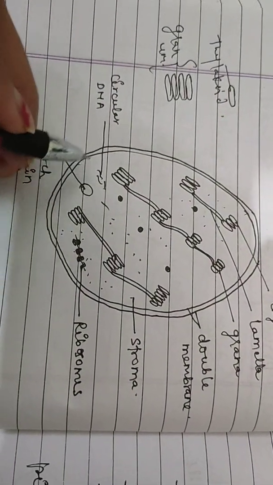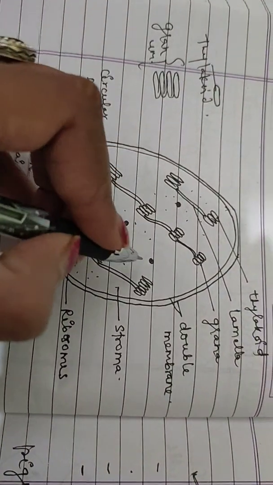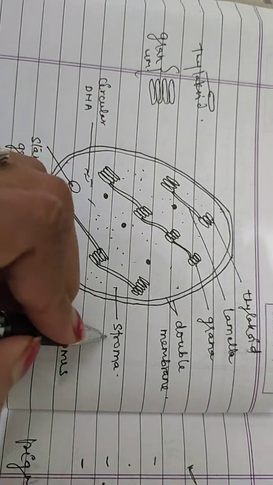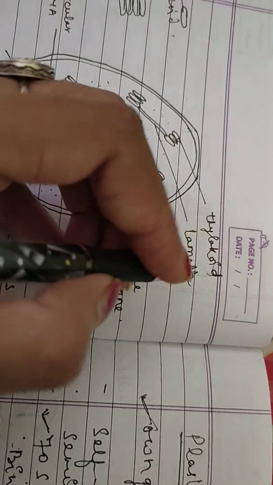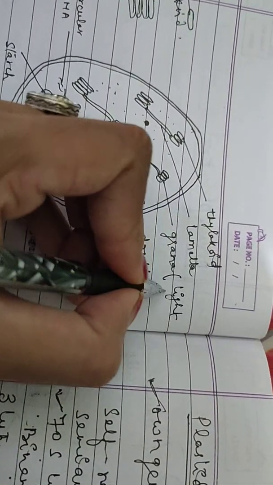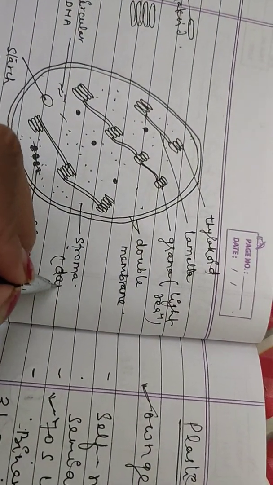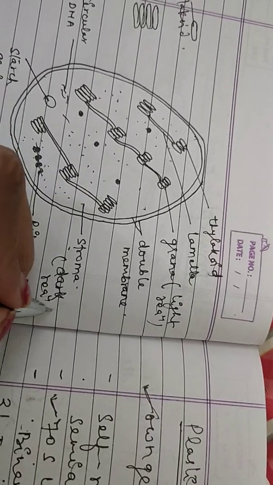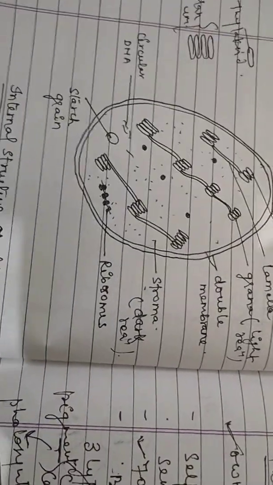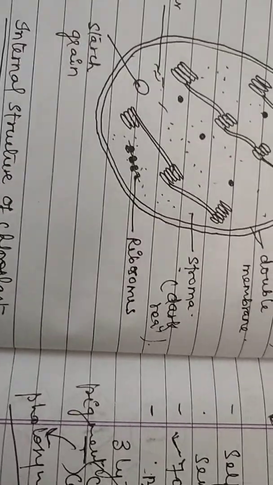And they have circular DNA, ribosomes, some starch grains, and the fluid which is present inside the membrane is known as stroma. In grana, the light reaction of photosynthesis occurs, and in stroma, the dark reaction of photosynthesis occurs. What is the meaning of light and dark reaction? We will discuss later. So this is the structure of chloroplast.